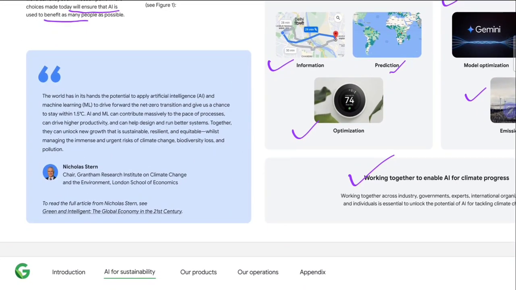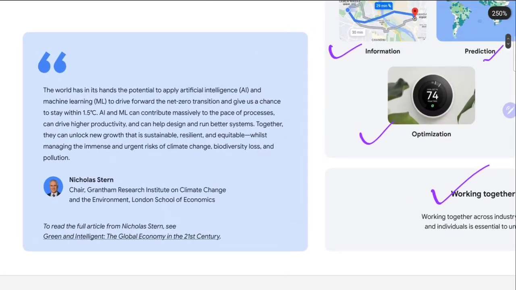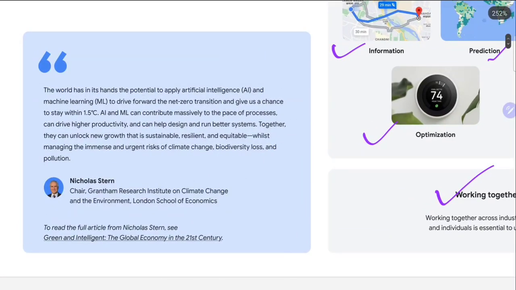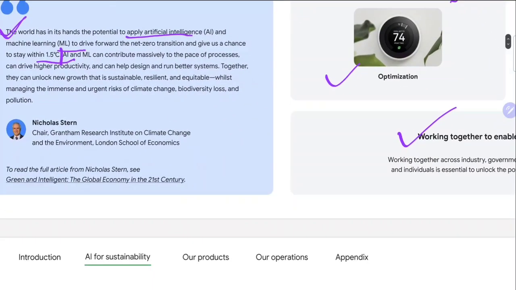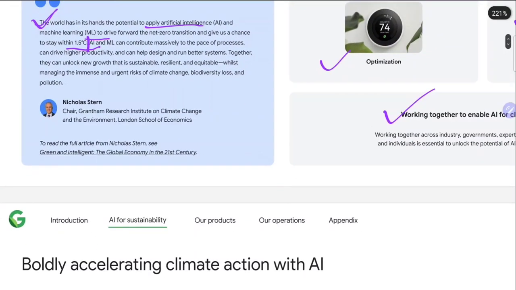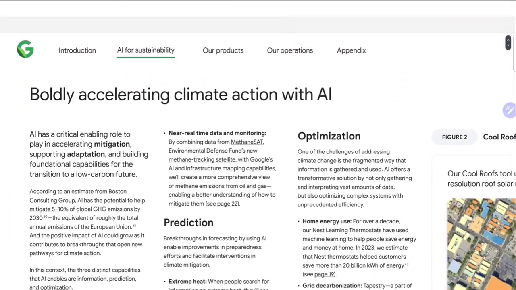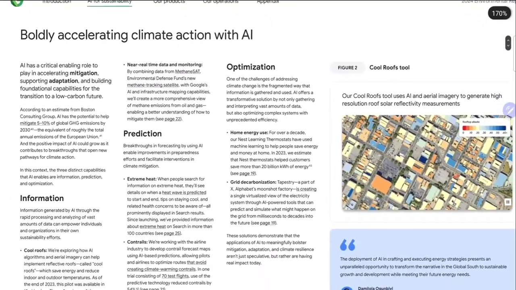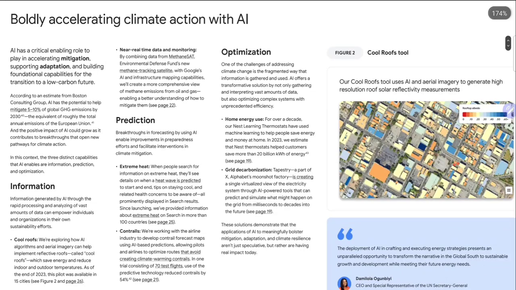Then there is a statement from the Chair of the Grantham Research Institute on Climate Change and the Environment, London School of Economics, where he is saying that the world has in its hands the potential to apply artificial intelligence and machine learning to drive forward the net zero transition and give us a chance to stay within 1.5 degrees centigrade. So it's a very important statement, and we can see how AI can be useful for us in reducing greenhouse gas emissions.